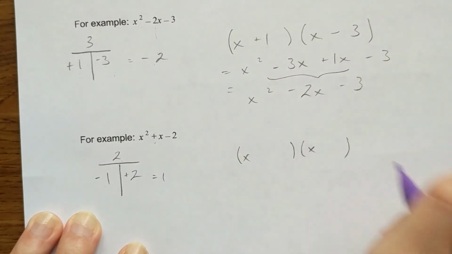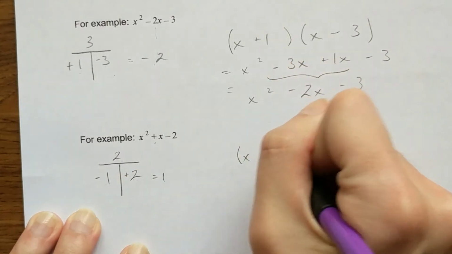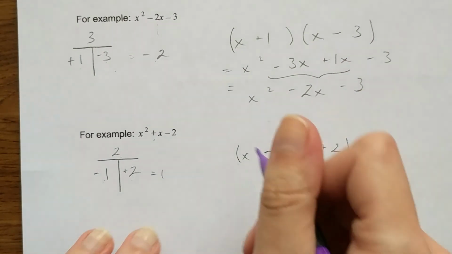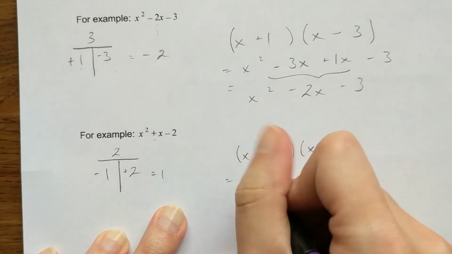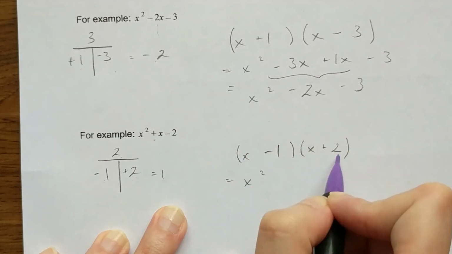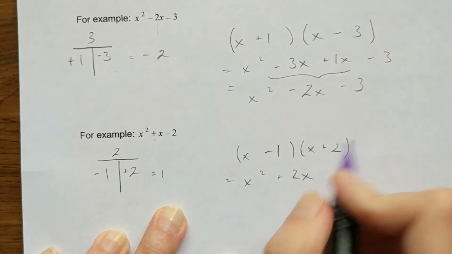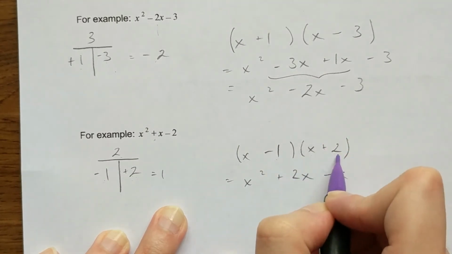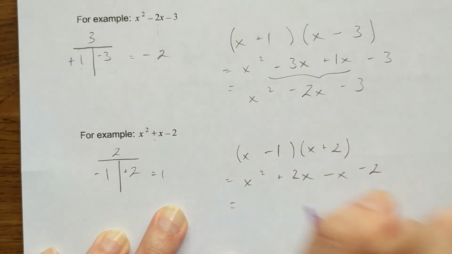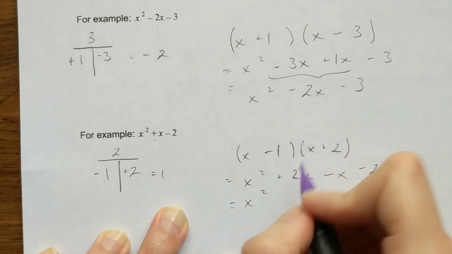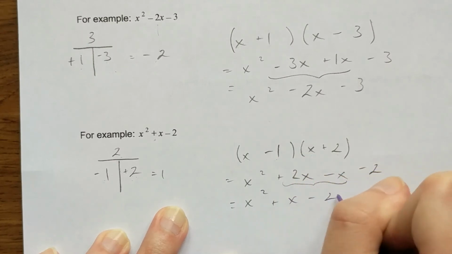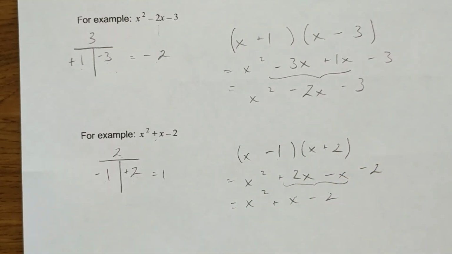We put our x's in the front. I have a negative 1 here, a positive 2 here. We can check by expanding. X times x is x squared. X times 2 is 2x. Negative 1 times x is negative x. Negative 1 times positive 2 is negative 2. I combine these like terms to give me just x, so my answer is x squared plus x minus 2, and our answer is identical to what the question was asking for.